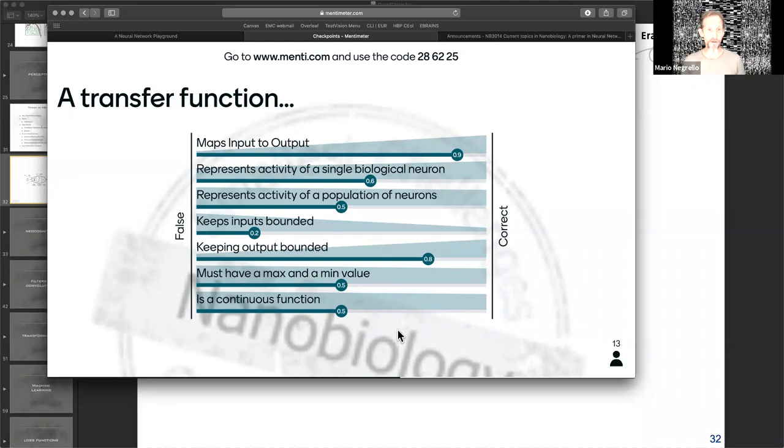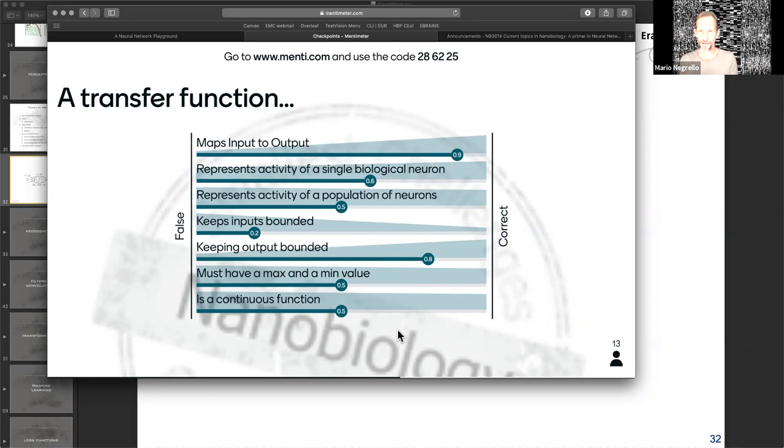And so here, "keeps inputs bounded." Well, surely it doesn't keep the input bounded, because the whole idea is that you're taking a huge space of possible inputs and you're constraining it or transforming it into an output. But by definition, the input can be anything, right? So it does not keep the input bounded, you are right. And it keeps the output bounded, most likely, but not necessarily, if you have a linear transfer function. It does not effectively keep the output bounded.